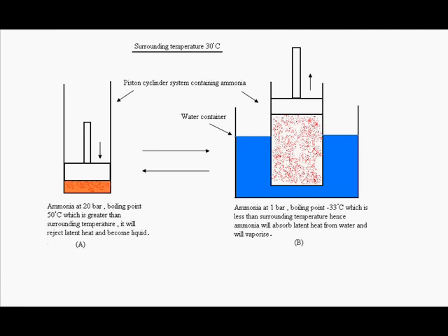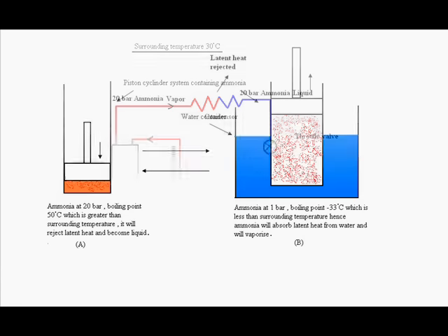Now again this piston cylinder system is inserted inside the water container, and again the piston is pulled. Again it will vaporize and absorb the latent heat from the water. So by repeating this process again and again in a cyclic way, what will happen? Ultimately the temperature of water will cool down and the water will freeze. This is how we have made a very simple vapor compression cycle. This is the principle of a vapor compression cycle.